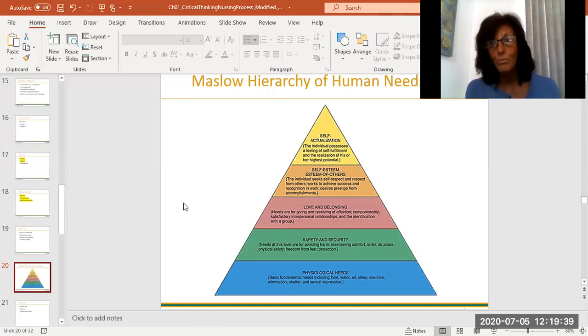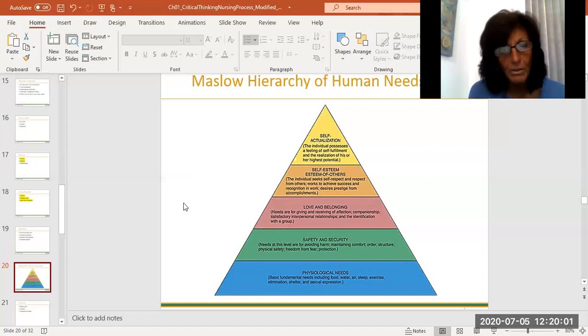If the patient can't breathe, guess what? None of Maslow's hierarchy even matters, right? Because they'll die from not being able to breathe, which is the bottom of the pyramid, physiological need. So in other words, your fundamental needs, you need food and water and shelter and sleep and air, okay? And all those things. So that's the bottom of the pyramid.